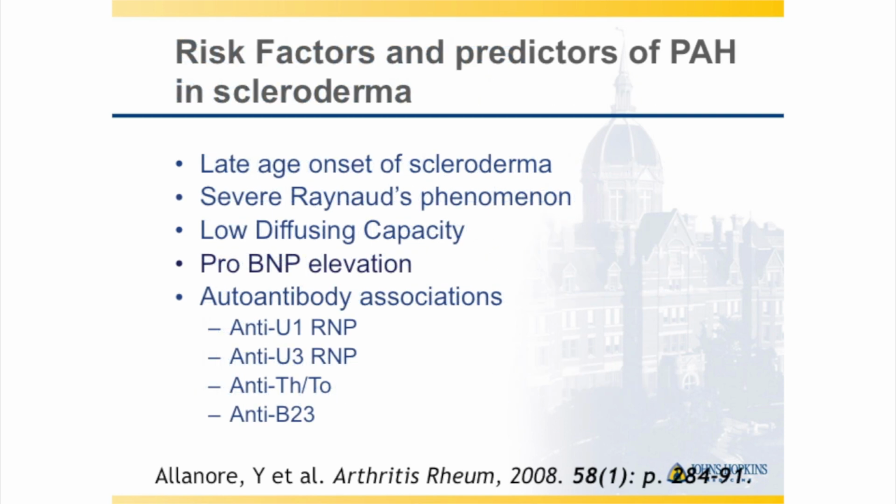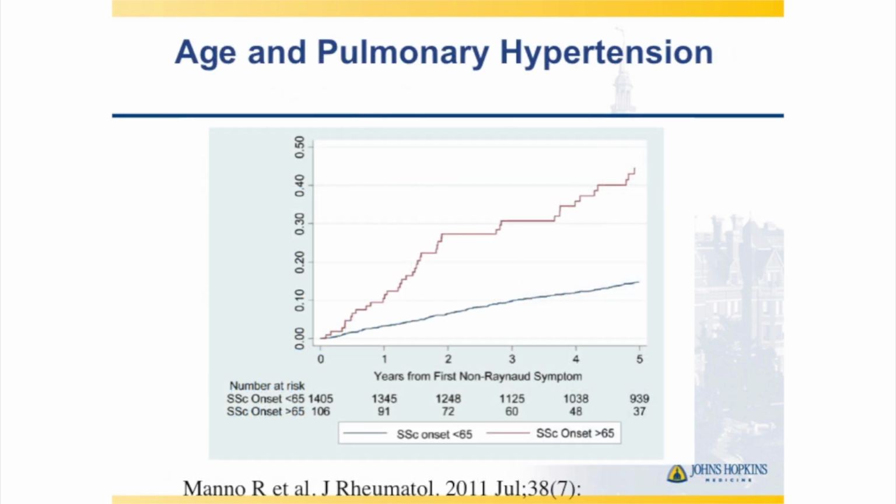So what do we know now about risk factors for pulmonary hypertension? We know that if you have late onset scleroderma, meaning you develop scleroderma at a later age, that seems to increase the risk. People who have other blood vessel problems. And importantly, we're going to talk about the diffusing capacity that I just showed you and a marker called proBNP. Antibodies are not quite as helpful to help us predict pulmonary hypertension as it is for some of the other complications that we talked about.